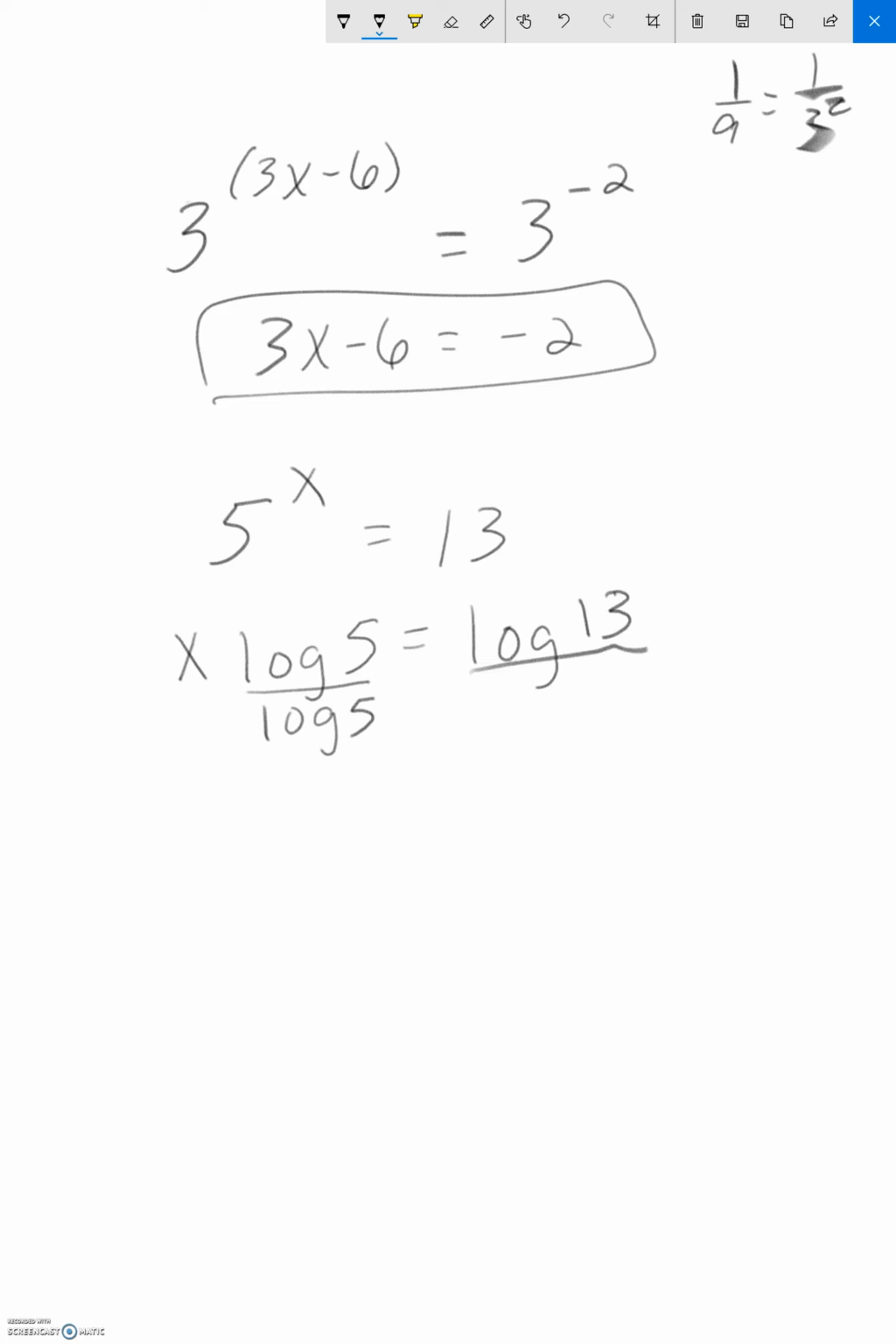So your answer, if you put into your calculator the log of 13 divided by the log of 5, is approximately 1.269.